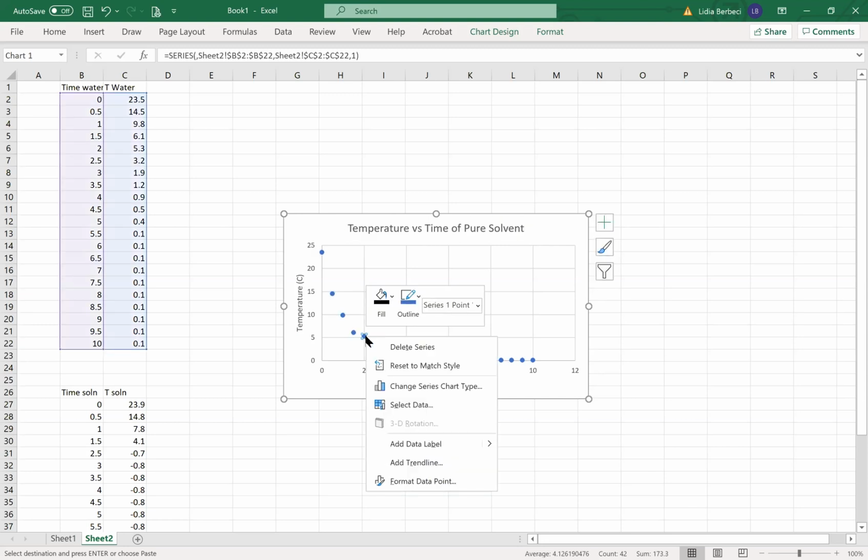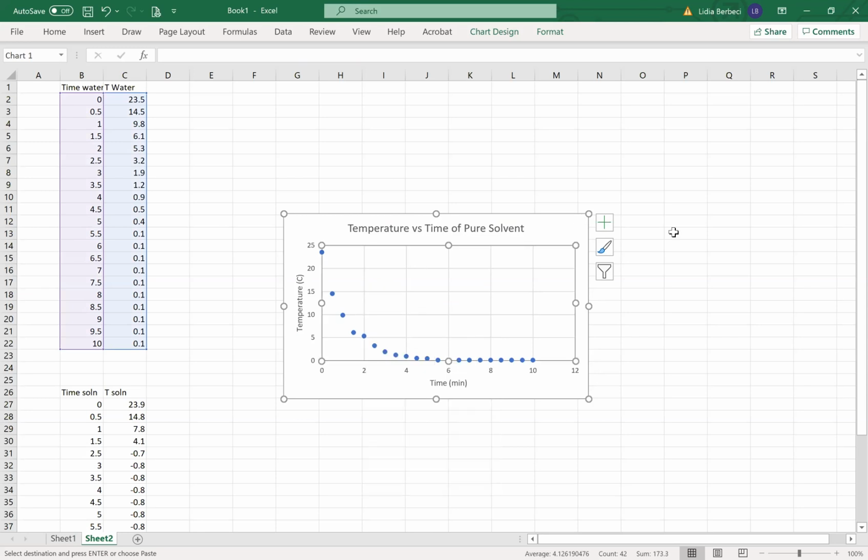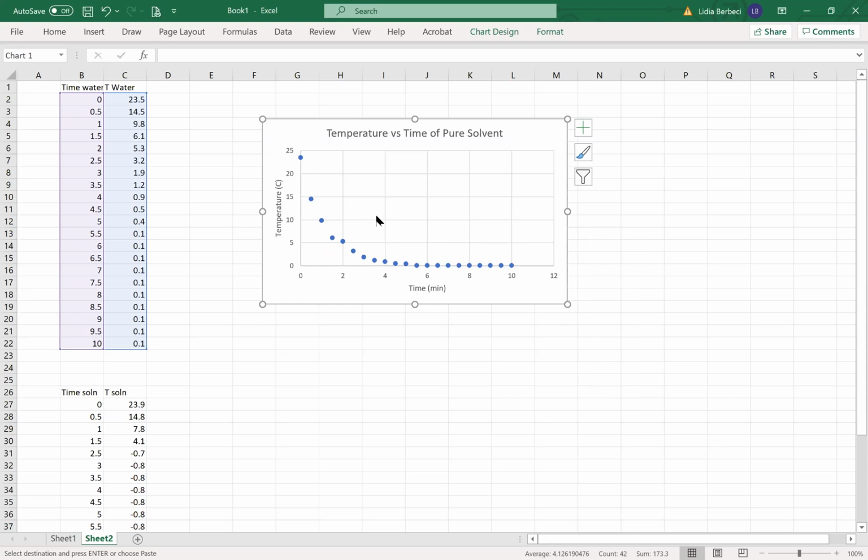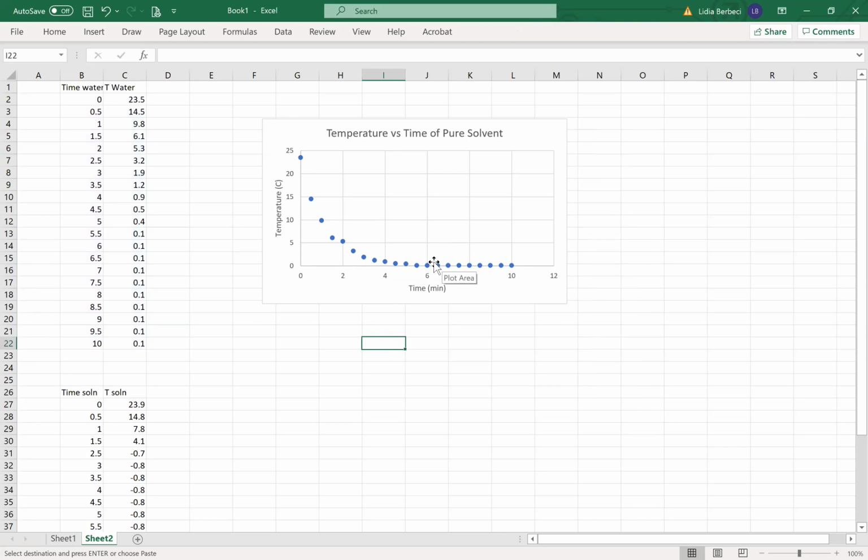Okay, so this is our graph. You could put a line through it if you want. It can clearly help us see and determine the freezing point for the solvent, which is water, and from the data as well, it is 0.1 degrees Celsius.